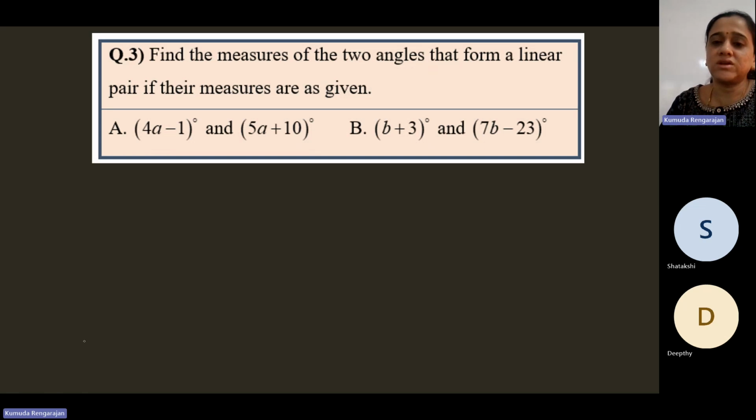Is that fine? Is the question understood? Okay, so I think the second one you can take as homework. We'll do the first one together in the class. Yeah, now we'll do it together first. Listen to me.